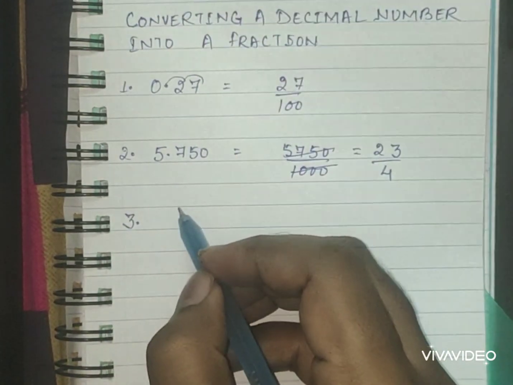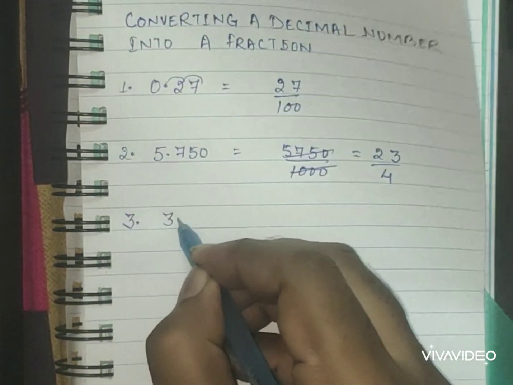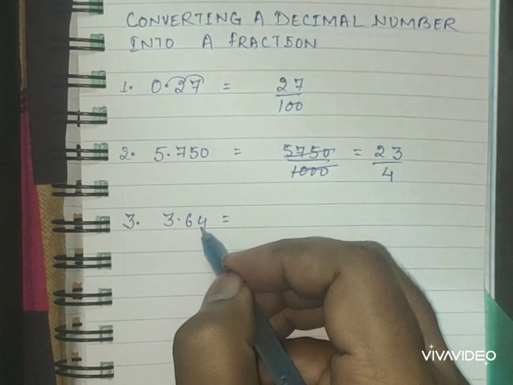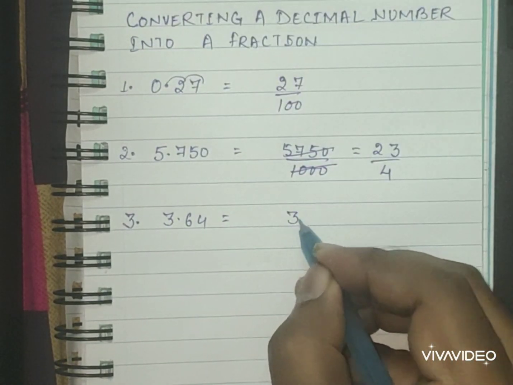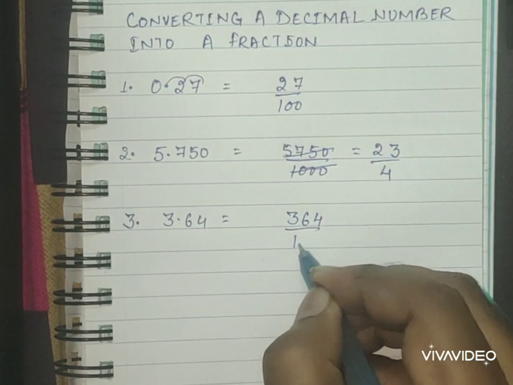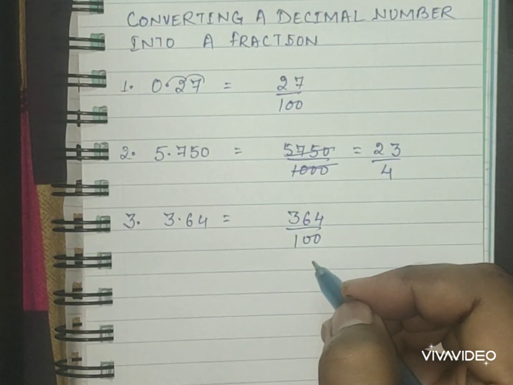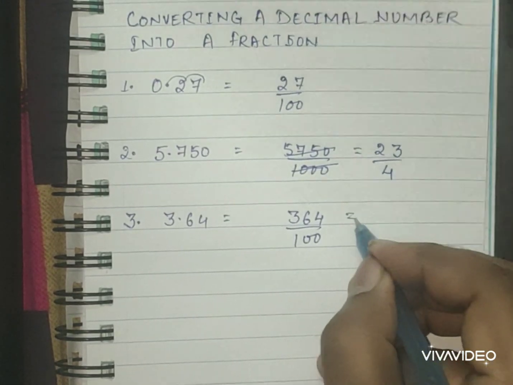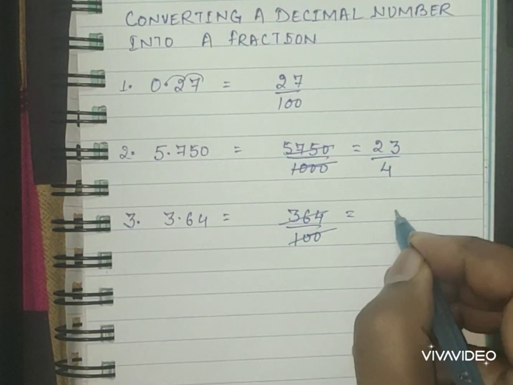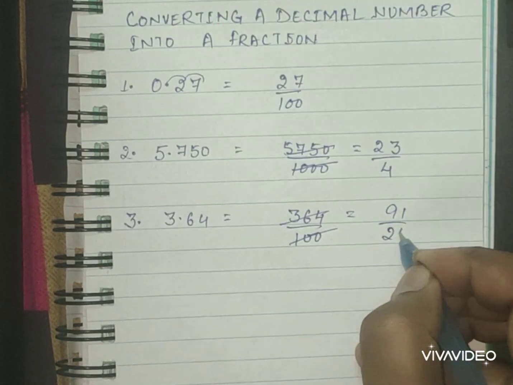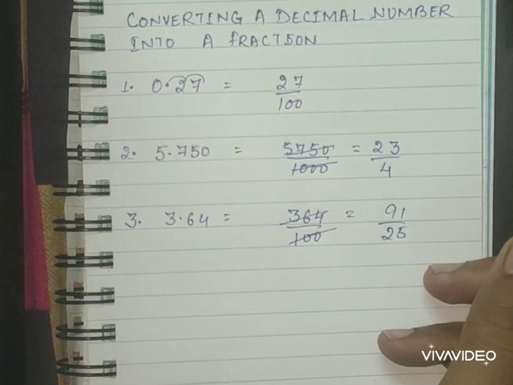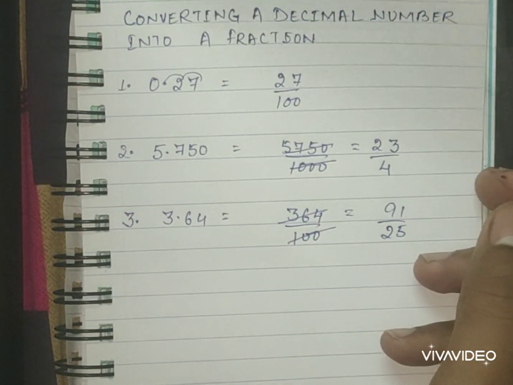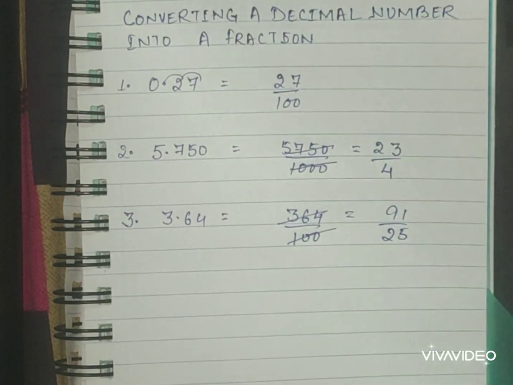Now let's see one more. Third, suppose 3.64 is given to you. After the decimal, how many numbers are there? 2. So we will put 2 zeros in the denominator. Clear? And if you solve it again, you will get 91 upon 25. Understood? Okay, so now we are going to move on to the next topic.